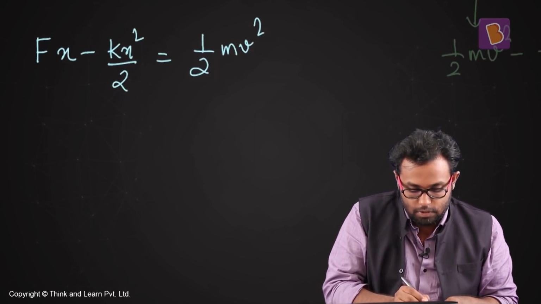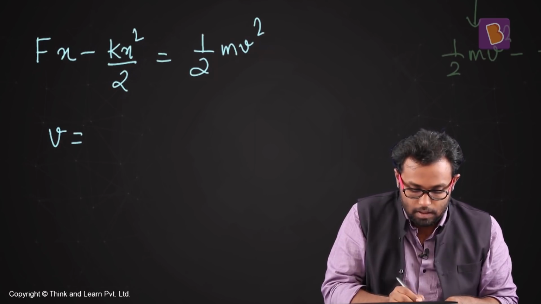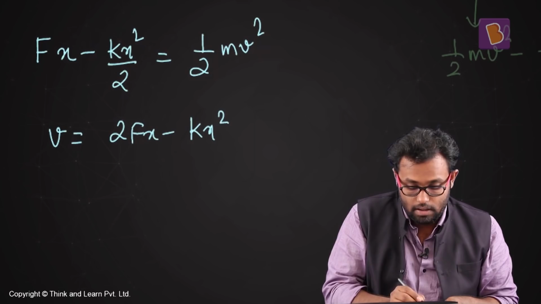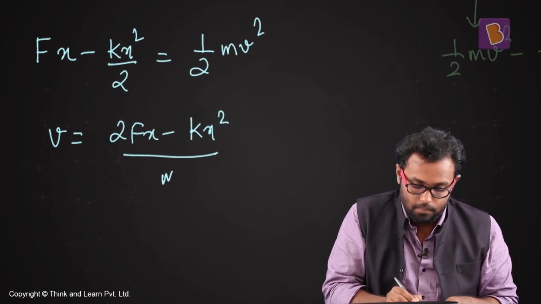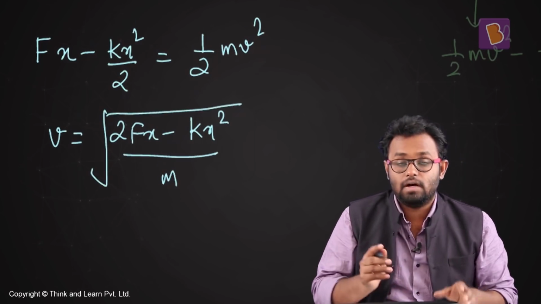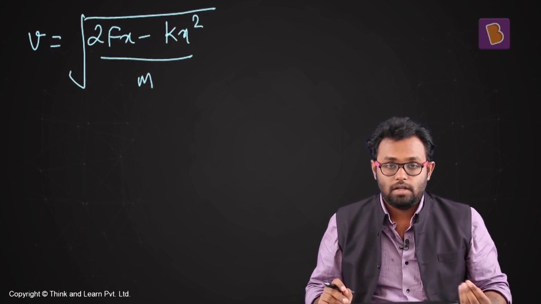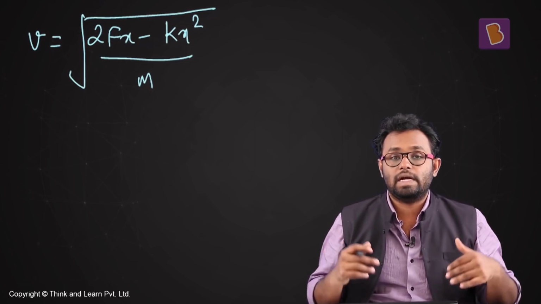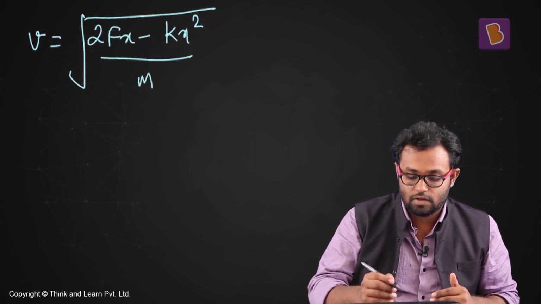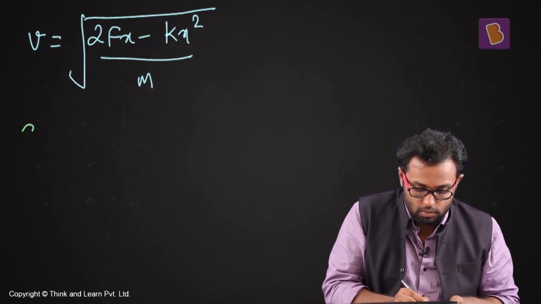Now from here I can get an expression for v, which becomes equal to the square root of (2Fx minus kx square) divided by m. Now I have an expression for v in terms of x, and I want to find the maximum speed. All I have to do is differentiate this expression with respect to x and see where this function peaks. So let me find dv by dx.